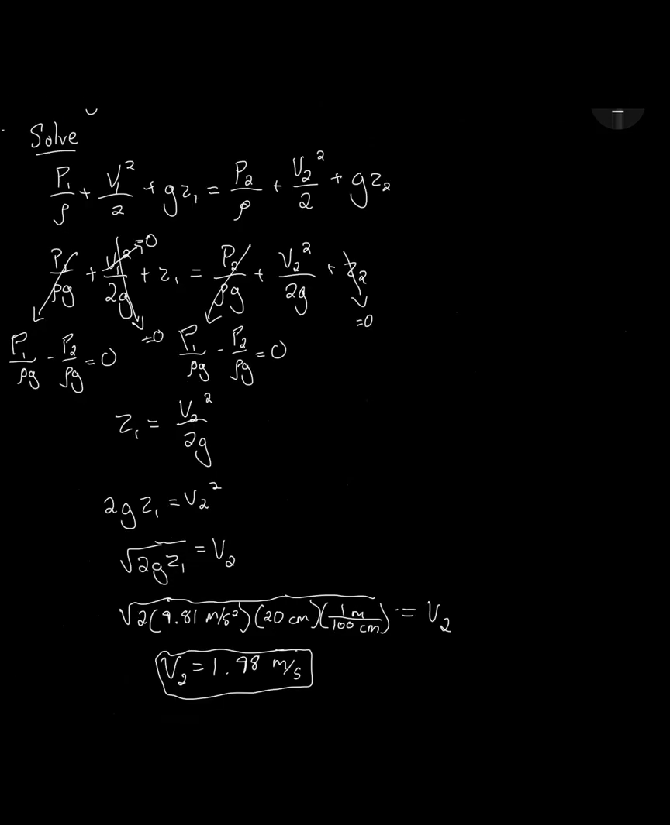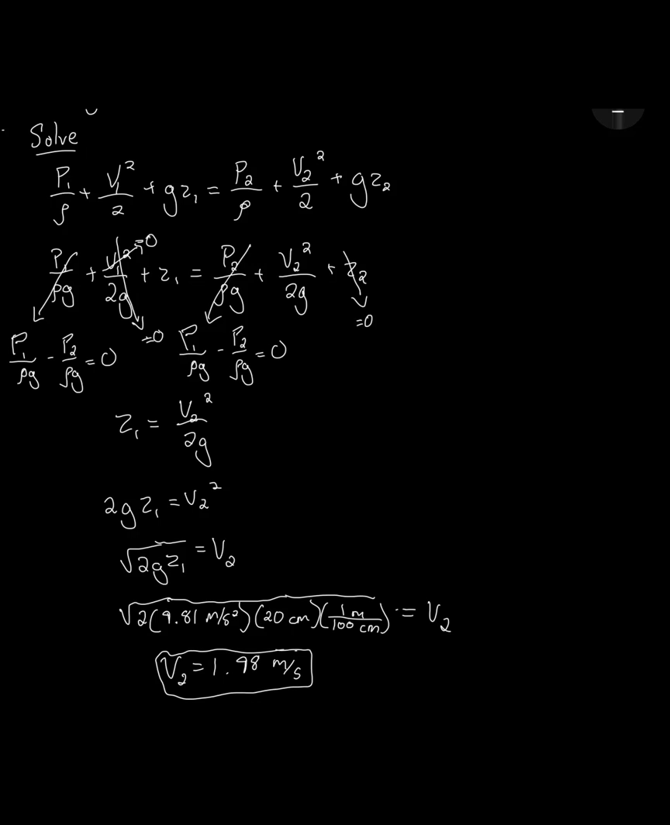So my solution below shows me dividing by gravity on both sides of the equation, which then we can equate the pressures over density times gravity, because they're going to be equivalent because the pressures are atmospheric. Then we can eliminate the kinetic energy term on state 1 because the velocity is going to be 0.